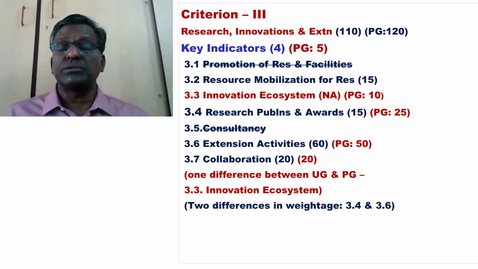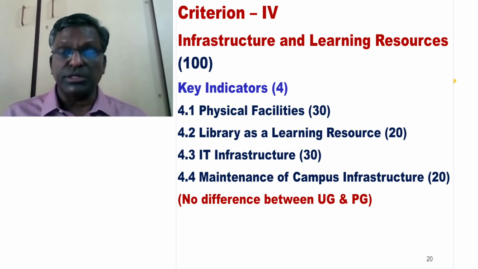So criterion 3 focuses on research. Now, this criterion is important for universities and secondly for autonomous colleges, but not as important for affiliated colleges. So criterion 4 talks of infrastructure and learning resources. The weightage is 100 and there is no difference between the UG institution and the PG institution. It is 100 for each category.